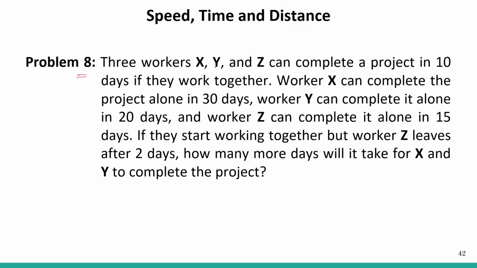So 3 workers X, Y and Z can complete a project in 10 days, if they work together. So worker X can complete the project alone in 30 days, worker Y can complete it alone in 20 days, and worker Z can complete it alone in 15 days. So if they start working together, but worker Z leaves after 2 days, then how many more days will it take for X and Y to complete the project?